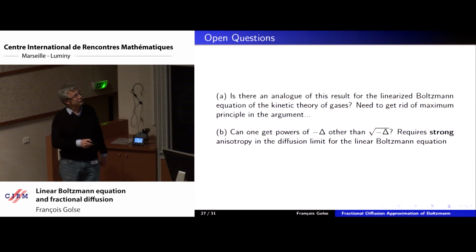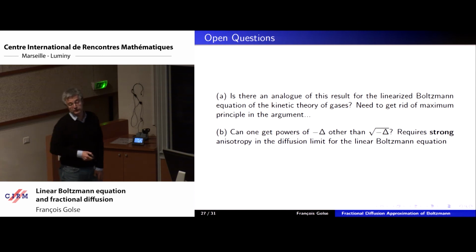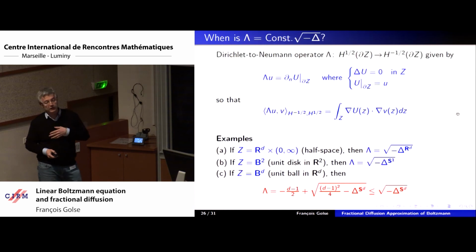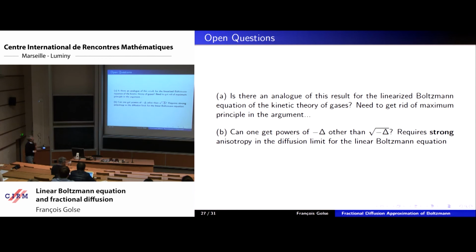So in order to be able to do that for the linearized Boltzmann equation, first, mathematically, you need to get rid of the maximum principle in the argument, and that I don't quite know how to do at the moment, unless we can consider bounded domains, but we've seen with these examples that in the end you will almost never get exactly the square root of minus Laplacian, except in the case of the unit disk, which is maybe too peculiar anyway, I don't know. There's another question, which is whether one can get powers of minus Laplacian other than the square root, other than 1/2.